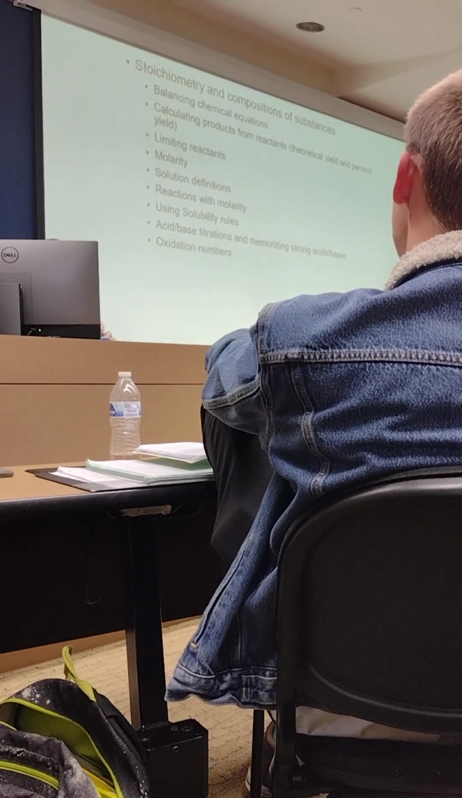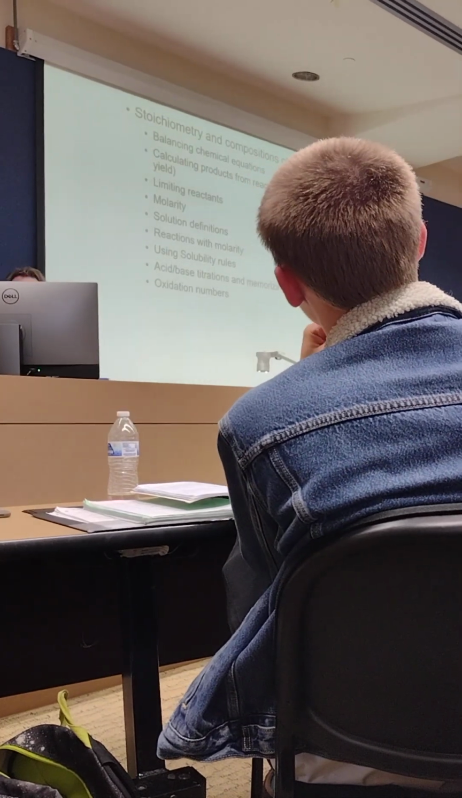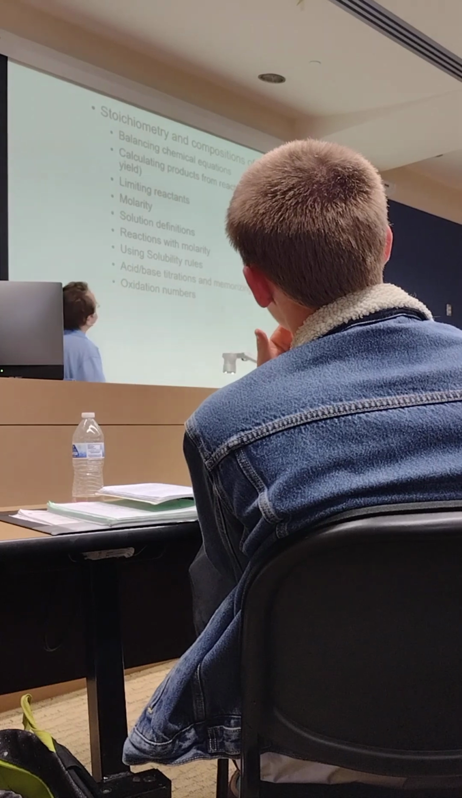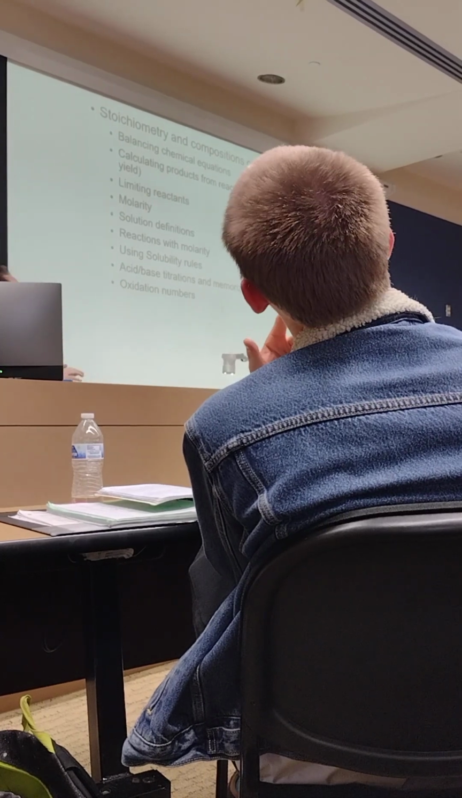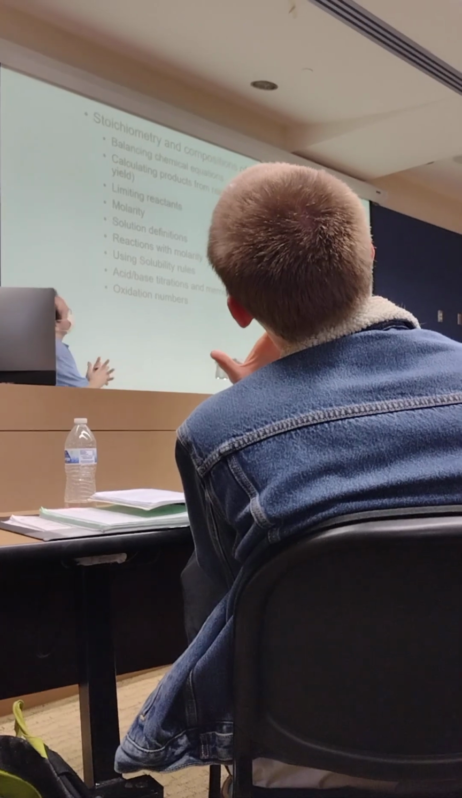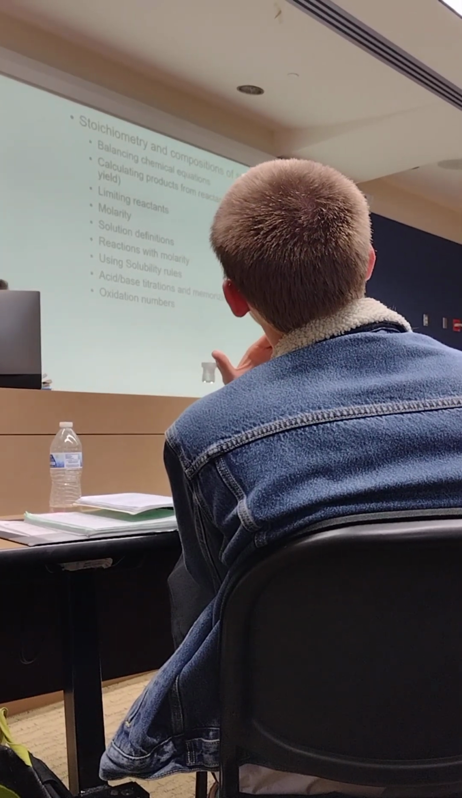So remember, you've got to know how to balance chemical equations. Okay, this is chapters 6 and 7. If you want to calculate products from reactants, that's things like theoretical yield to percent yield. You can have limiting reactant problems. We can use the concept of molarity, so how to go from moles to liters. The definitions of solutions to have some ideas of the concept. You use reactions involved in molarity.